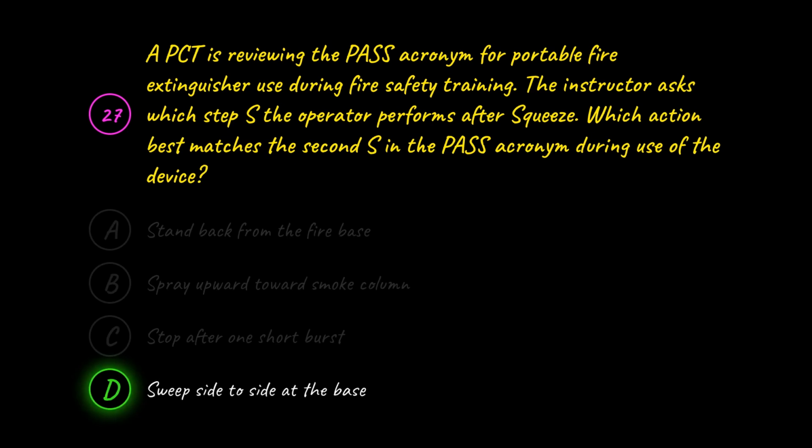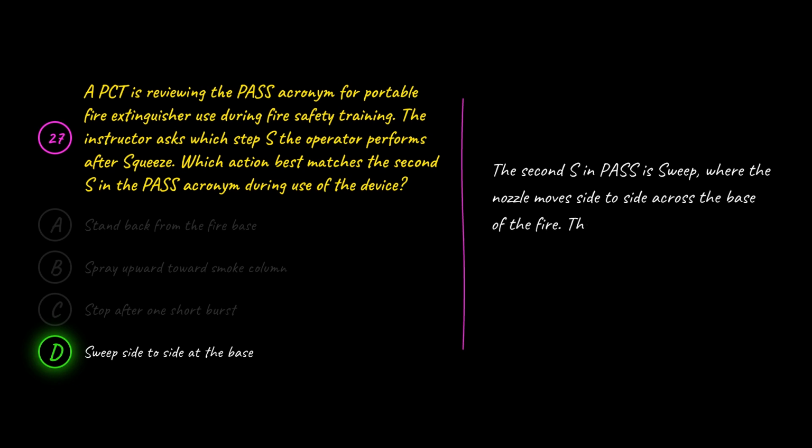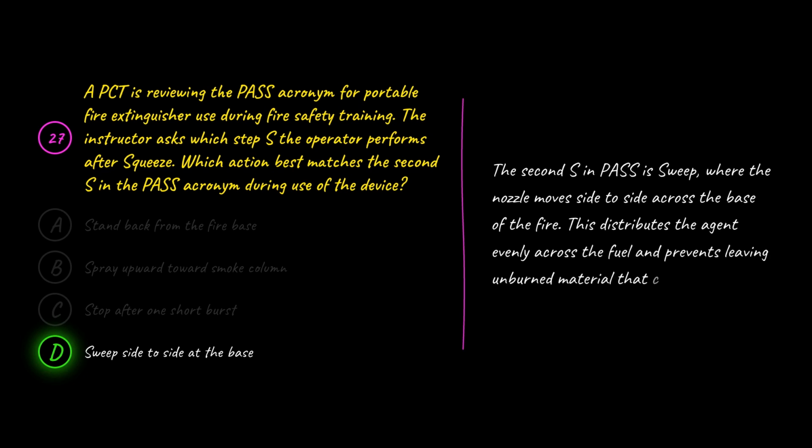The correct answer is D. Sweep side to side at the base. D is correct because the second S in PASS is sweep, where the nozzle moves side to side across the base of the fire. This distributes the agent evenly across the fuel and prevents leaving unburned material that could reignite.